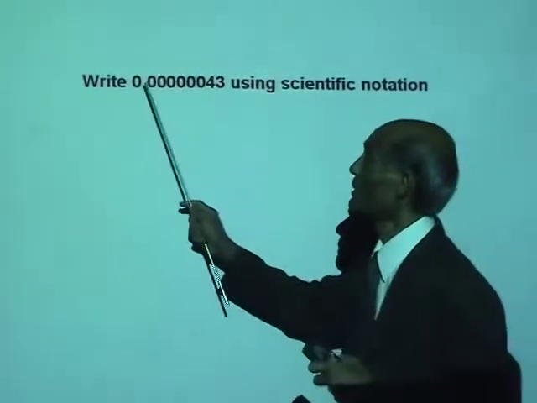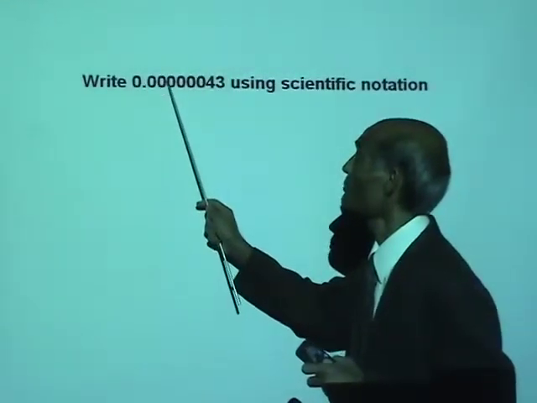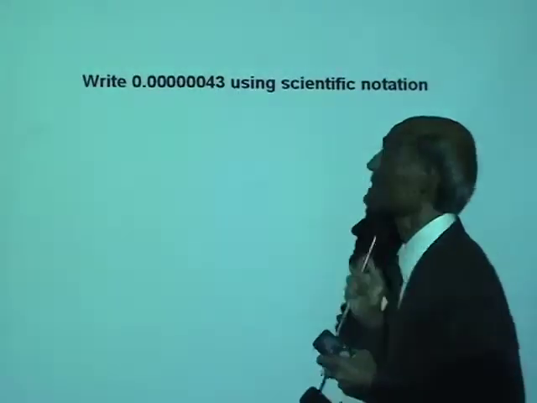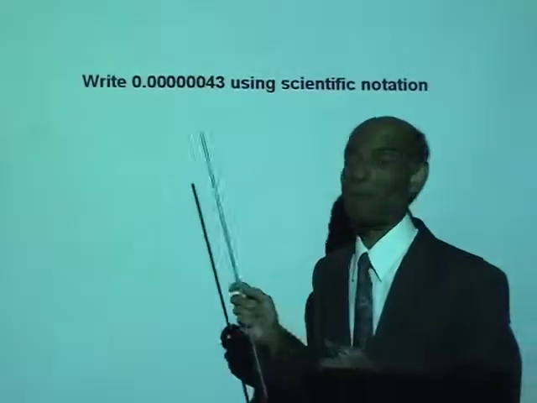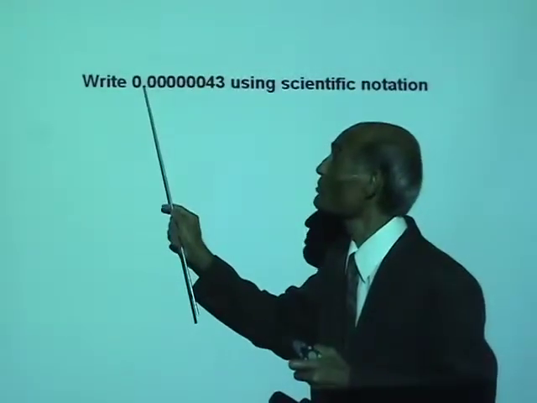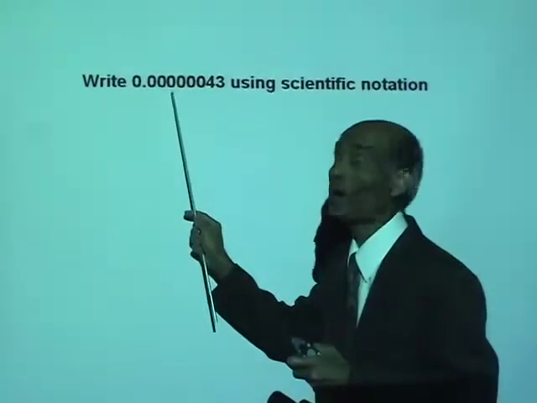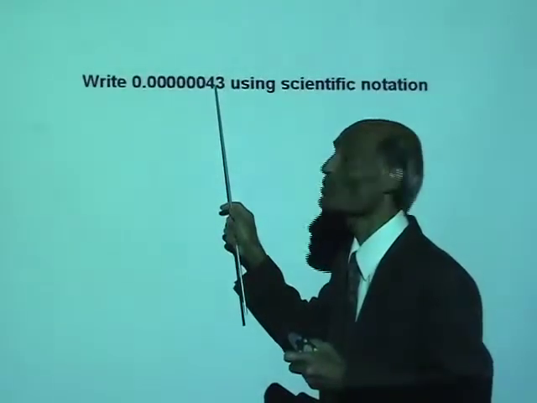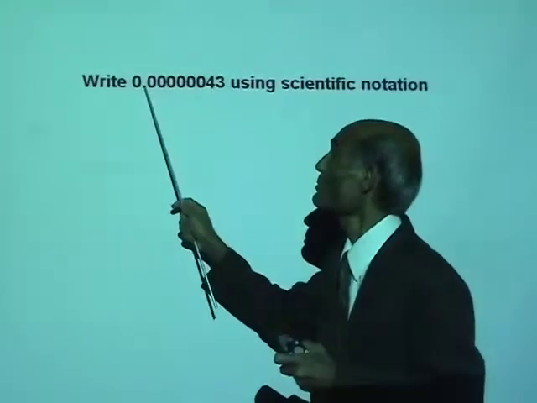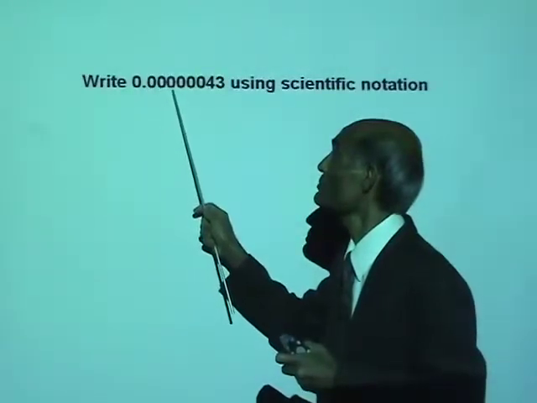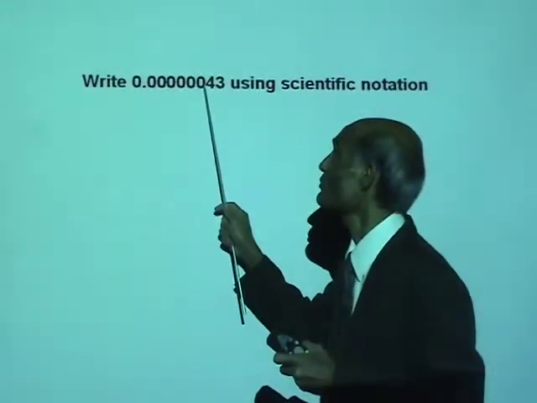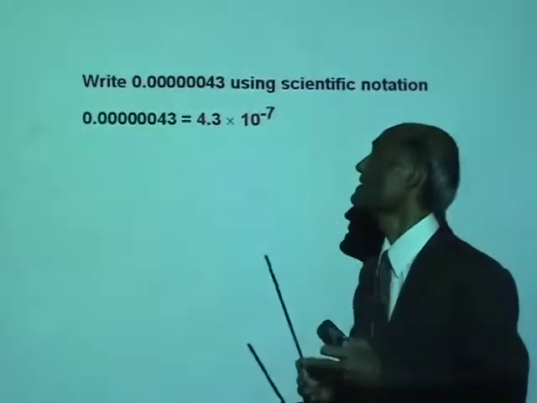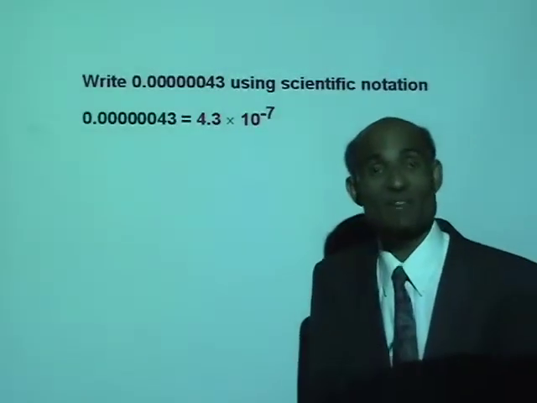Okay, let's do this. Write 0.0000043 using scientific notation. How many places do you need to move this decimal to bring it to where? Where do you want to keep it? You want to bring the decimal and keep it to the right of this 4. So you need to move it 1, 2, 3, 4, 5, 6, 7 places. So that will be 4.3 times 10 to the power of -7.